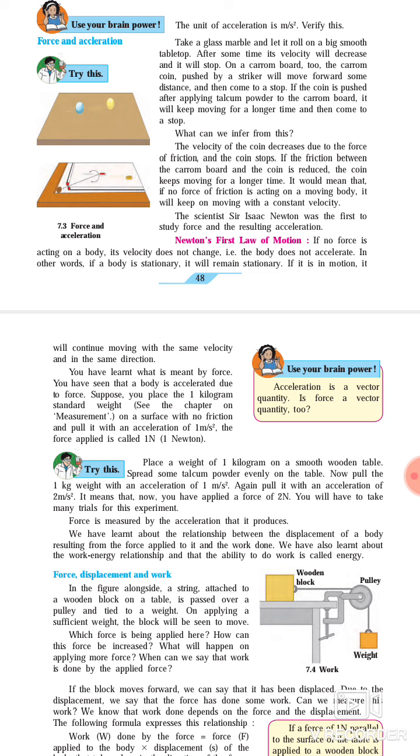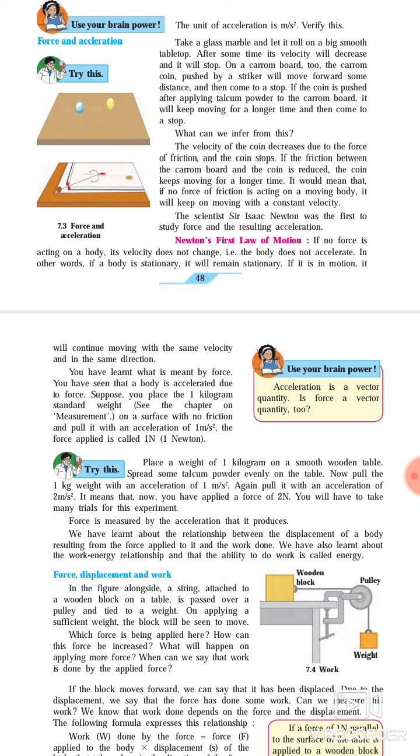What we can infer from this is that the velocity of the coin decreases. Velocity decreases due to the force of friction and the coin stops. If the friction between the carom board and the coin is reduced, the coin keeps moving for a longer time. It would mean that if no force or friction is acting on a moving body, it will keep on moving with constant velocity. The scientist Sir Isaac Newton was the first to study force and the resulting acceleration.